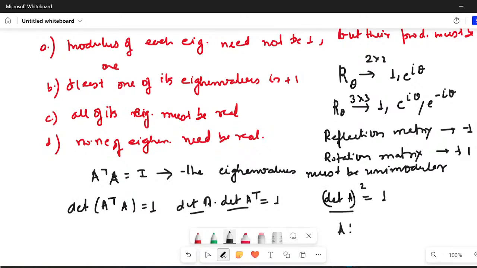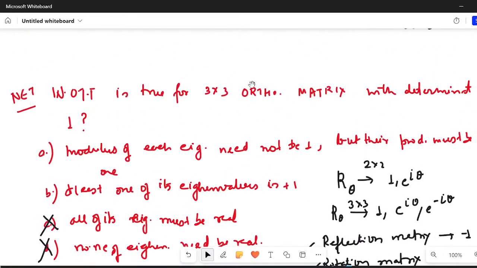So it implies that for a unitary matrix the eigenvalues must be unimodular, and the determinant can be either plus 1 or minus 1, which I have also explained by taking examples. So none of its eigenvalues need to be real, meaning not even one eigenvalue can be real. See, here it is, so this option is rejected. All the eigenvalues must be real. Again, this option is rejected by taking these two examples. Modulus of each eigenvalue need not be 1, but you can clearly see that this is true for all the orthogonal matrices. Instead, it was taking 3 cross 3, so let us just discuss 3 cross 3.